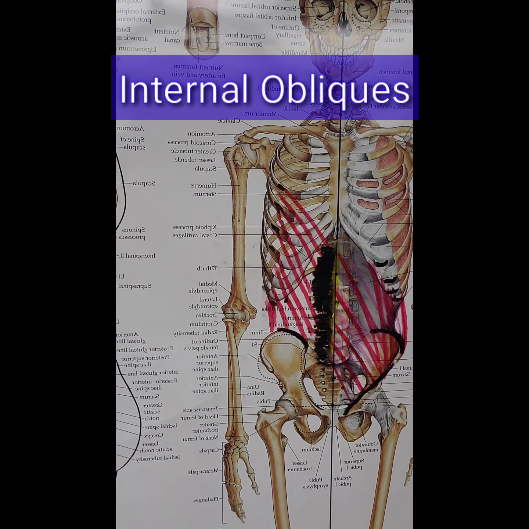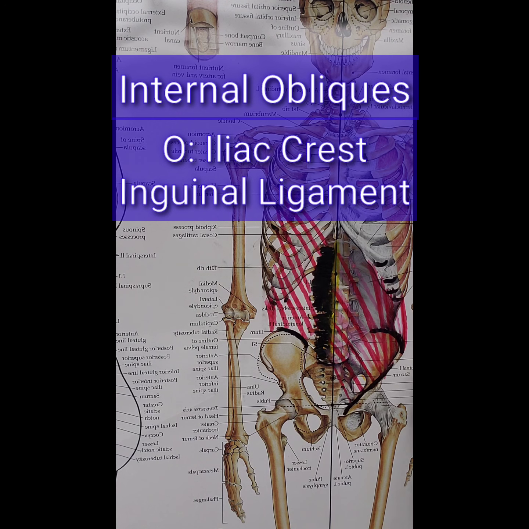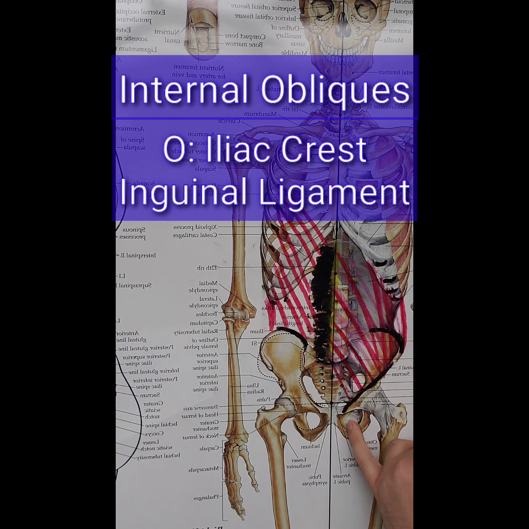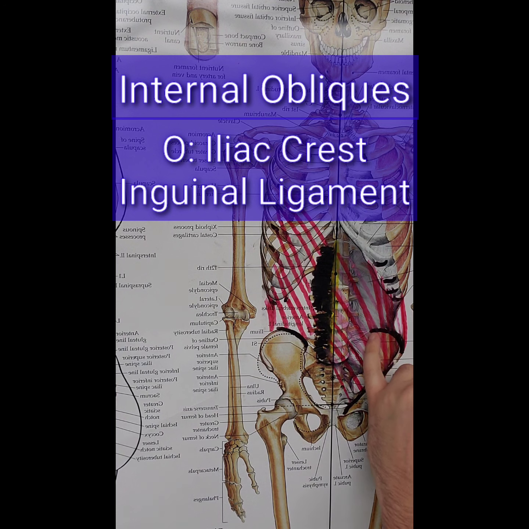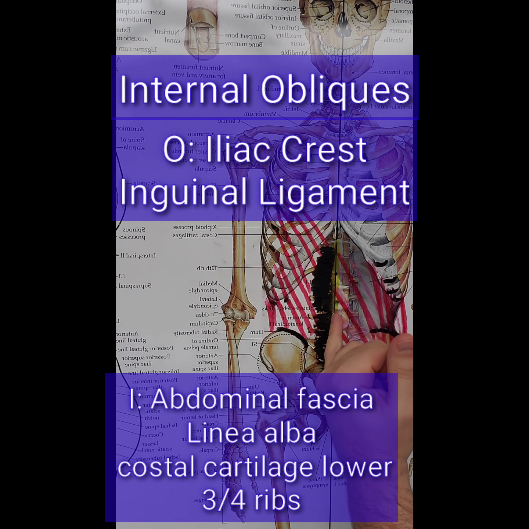When we look at this muscle, the internal oblique, we're looking at the iliac crest, which actually is on the posterior. I've just highlighted it in black here. Okay, inguinal ligament and the iliac crest. This is going to be the origin. The insertion is going to be the linea alba, the abdominal fascia, and the costal cartilage of the lower four ribs.